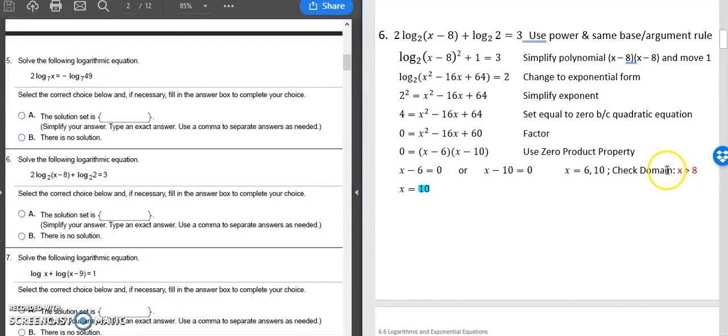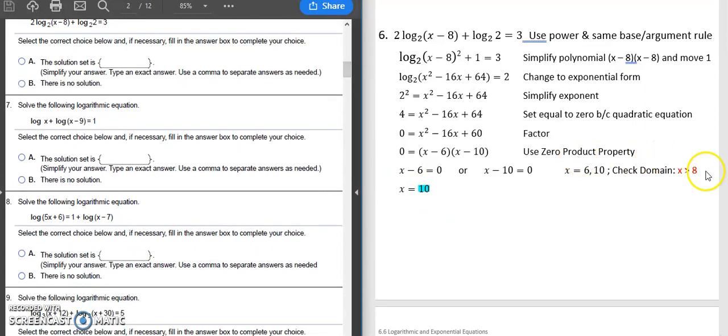Now we need to check the domain of our original equation to see which solutions are valid. Up here, we had x minus 8 as an argument. This has to be greater than 0. So x minus 8 greater than 0. We add 8 to both sides. We end up with x being required to be greater than 8. 6 is not greater than 8, so we throw that solution away. So we have x equals 10 and 10 only.